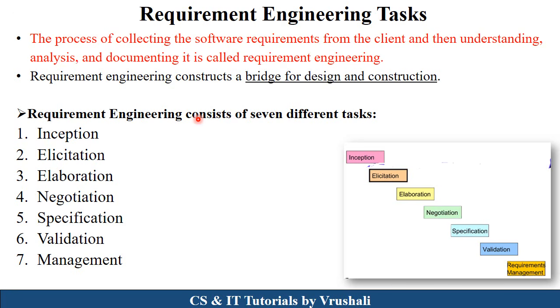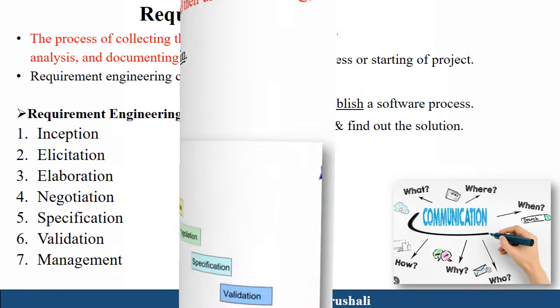Now, in requirement engineering, there are 7 different tasks sequentially: inception, elicitation, elaboration, negotiation, specification, validation, and at the last, management. Now, let's discuss all these tasks in detail.